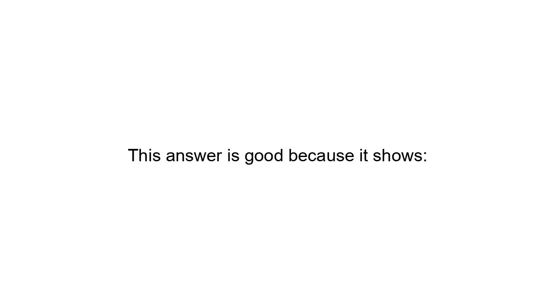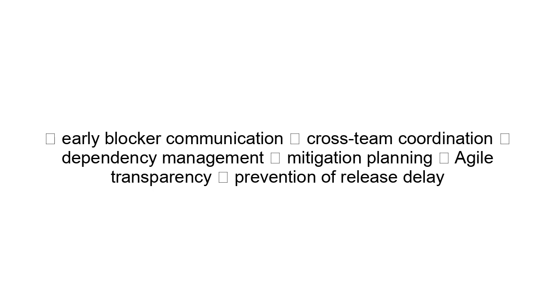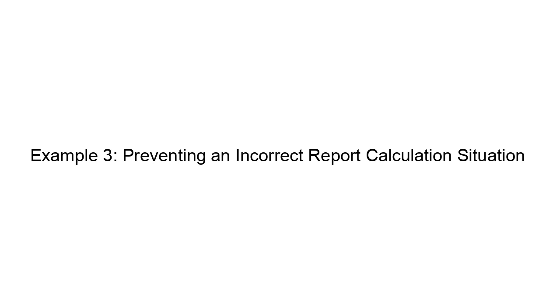This answer is good because it shows early blocker communication, cross-team coordination, dependency management, mitigation planning, agile transparency, prevention of release delay. Example 3. Preventing an incorrect report calculation.